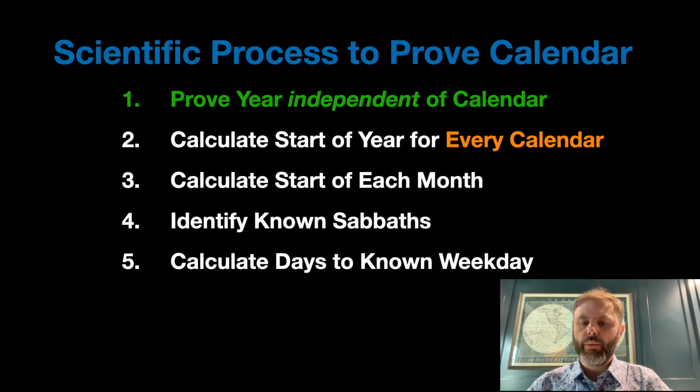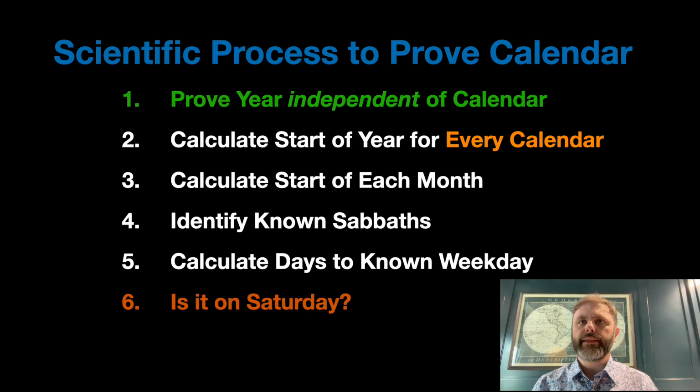And then we can calculate the days from that point in the sky to a known weekday. You can use any weekday, but I chose to use the April 8th eclipse of 2024 as a known weekday. And now we can calculate, is the day that the Bible described as a Sabbath actually falling on a Saturday, assuming a 7-day continual cycle?